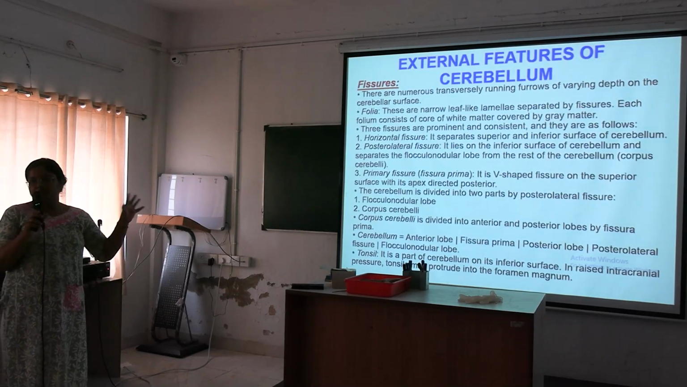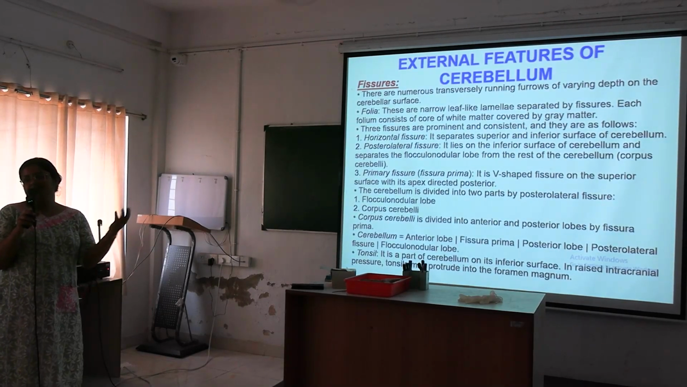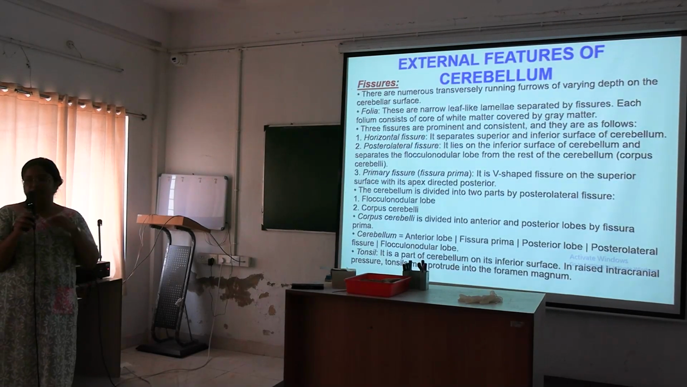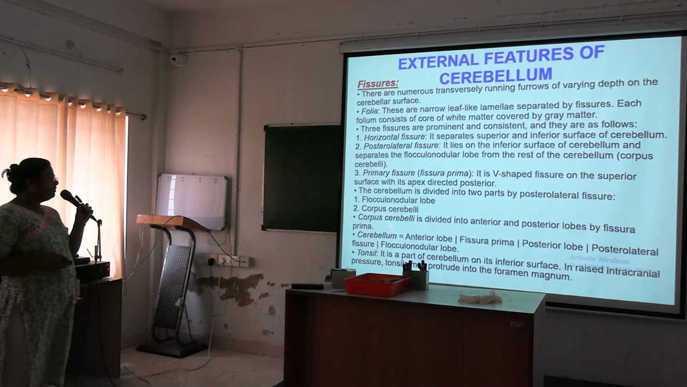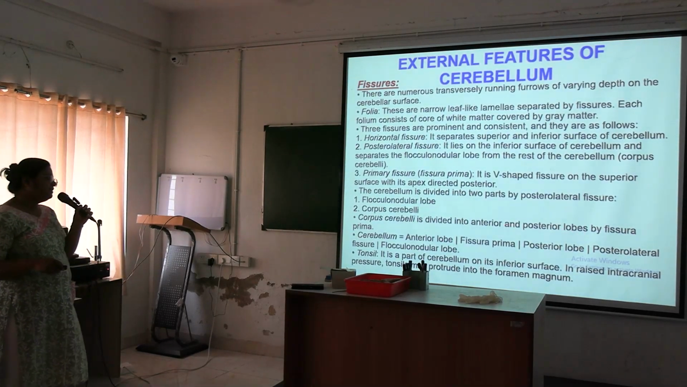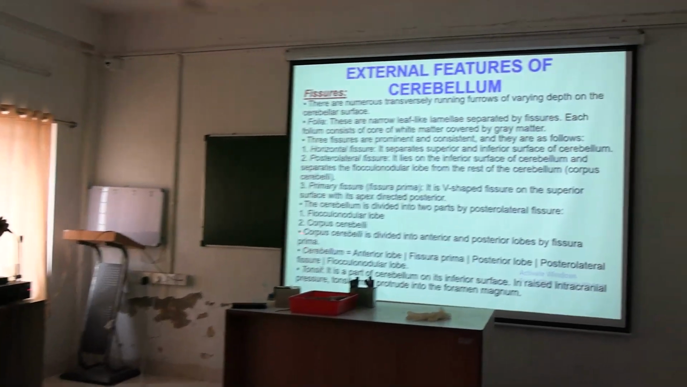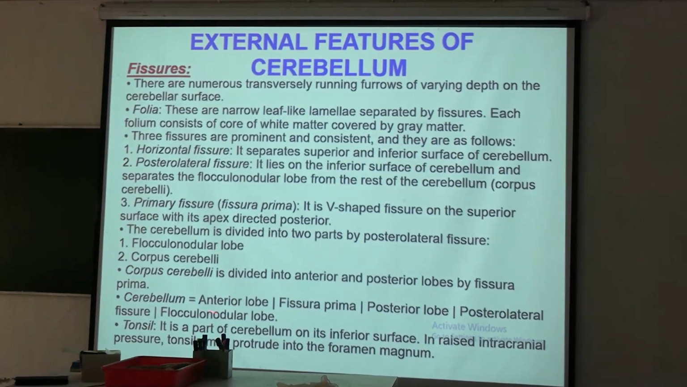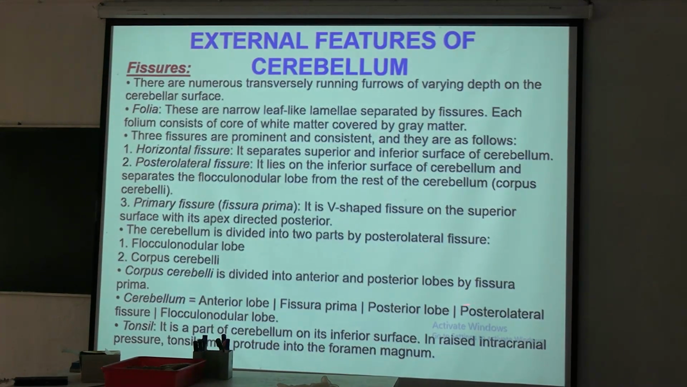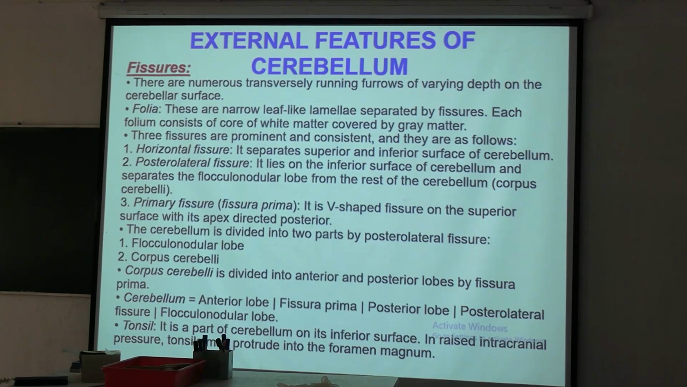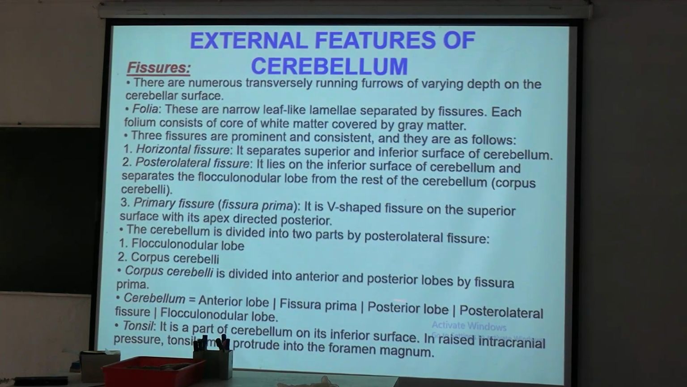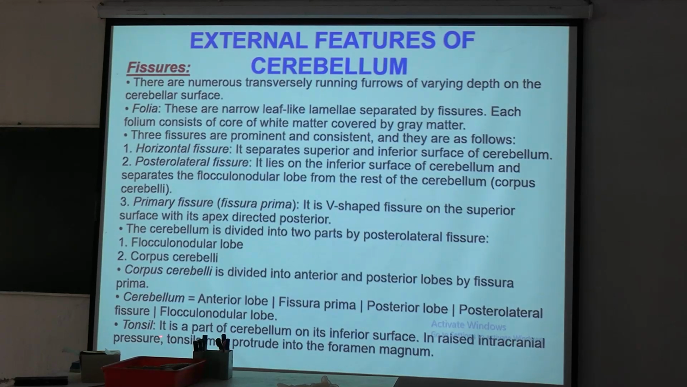The cerebellum is divided into two parts by the posterolateral fissure into the flocculonodular lobe and corpus cerebelli. Corpus means body, the main body of the cerebellum. Corpus cerebelli is divided into anterior and posterior lobes by the fissura prima. So this is the sequence from above downward: first you will get the anterior lobe, then fissura prima, then posterior lobe, then posterolateral fissure, then flocculonodular lobe.